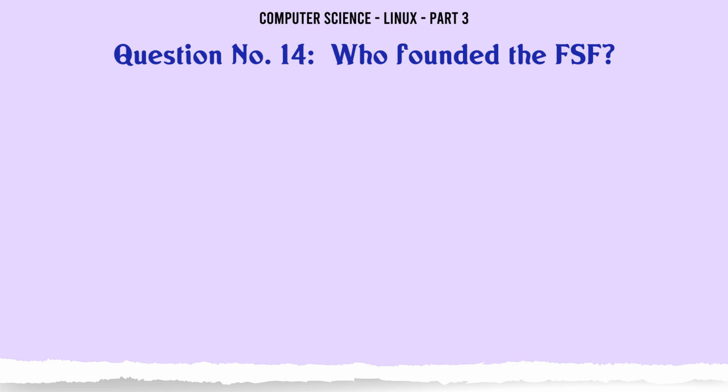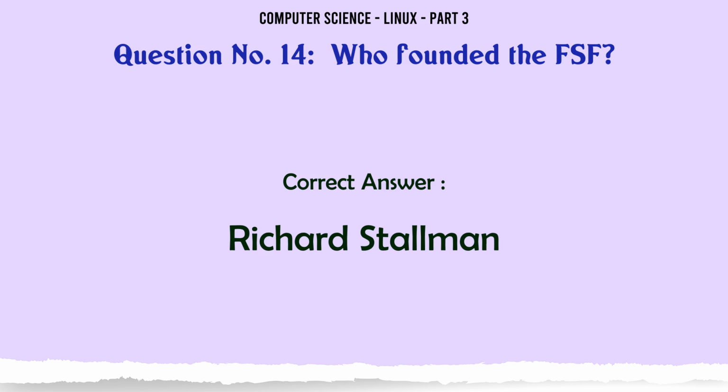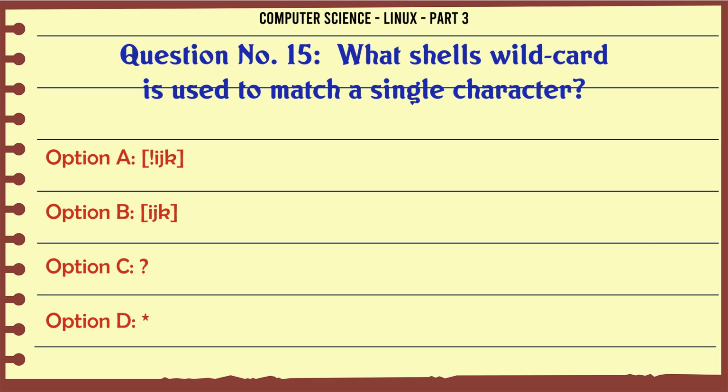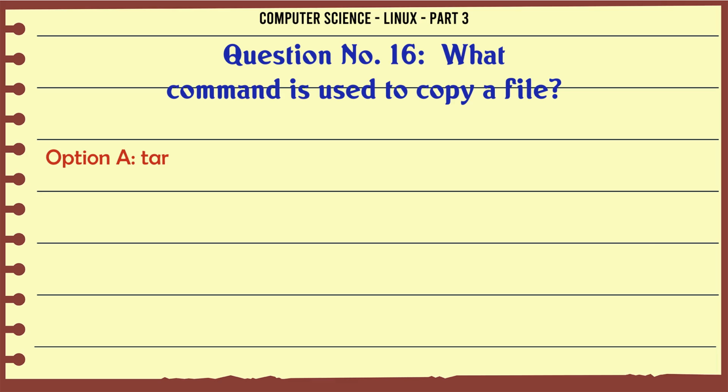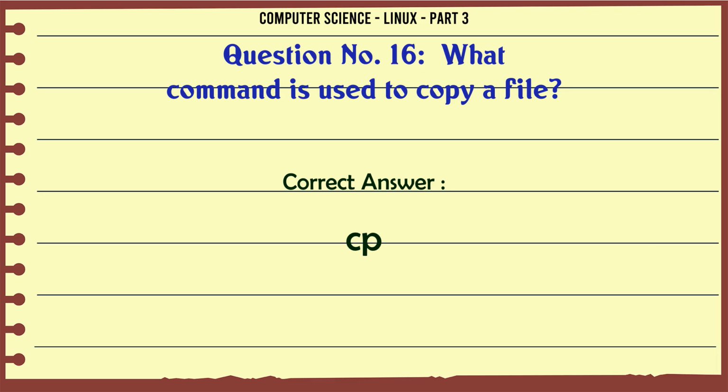Who founded the FSF? A. Linus Torvalds. B. Richard Stallman. C. Bob Young. D. All of the above. The correct answer is Richard Stallman. What shell wildcard is used to match a single character? A. B. C. D. What command is used to copy a file? A. tar. B. cpio. C. cp. D. copy. The correct answer is cp.